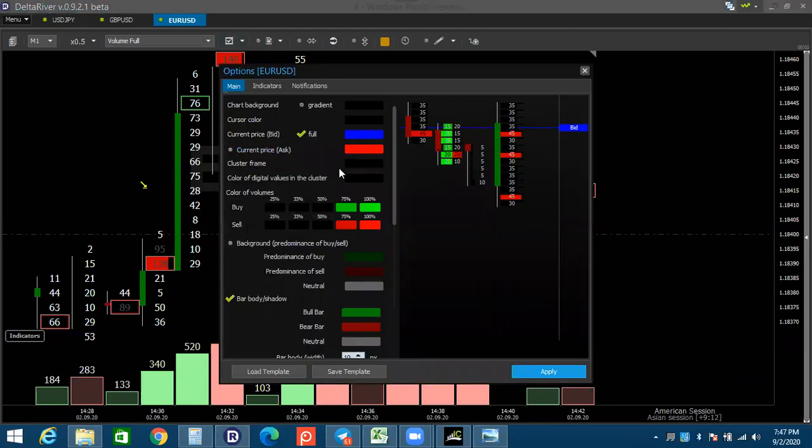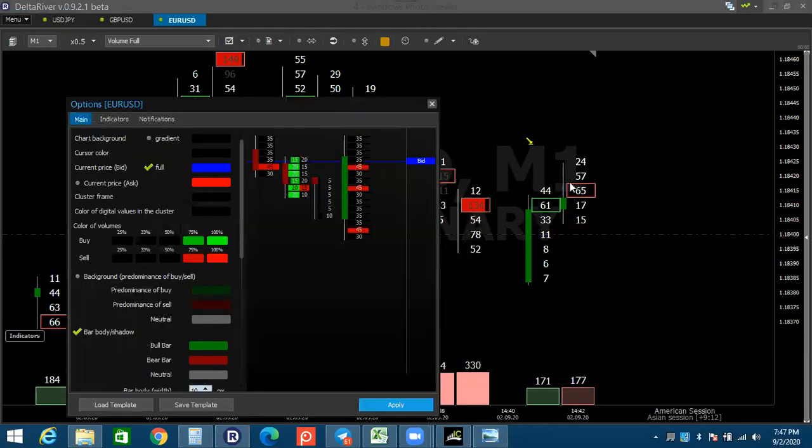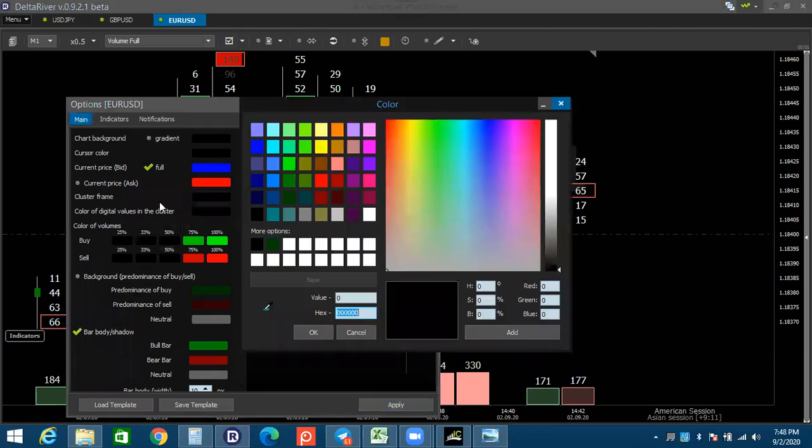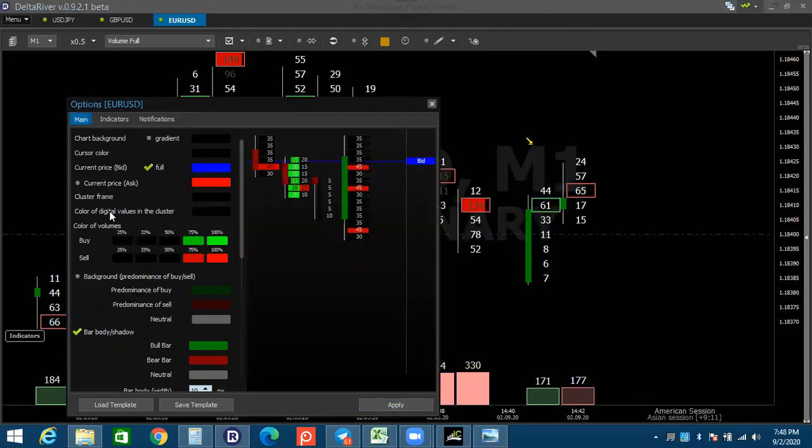And cluster frame. So these are the frames, cluster frames. You can also change from here, cluster frame and color digital also. These are just preferences. I will share the template with you, which you can use. These are just settings inside the candles.